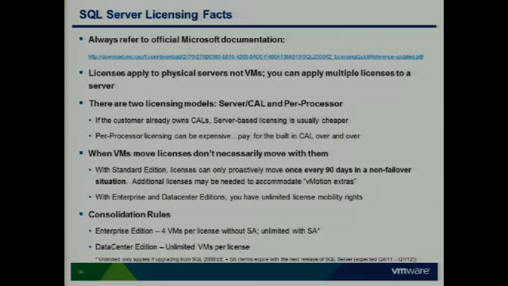Consolidation rules for Enterprise Edition, 4 VMs per license. So you can have multiple licenses per server. So if you were doing server-based licensing and you wanted to run 16 VMs on there, you could buy 4 enterprise licenses to accomplish that.